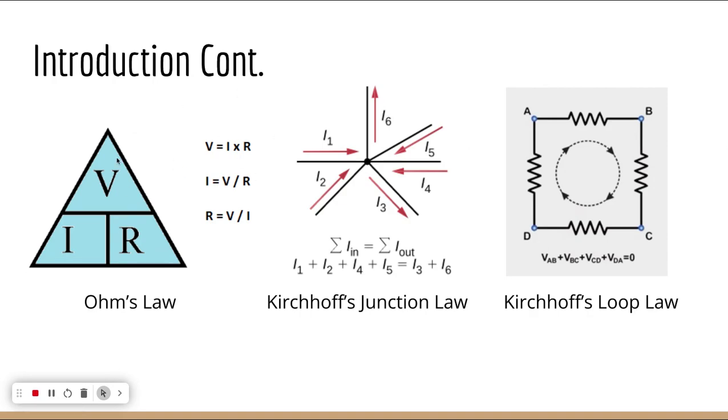Ohm's law, we all know, V equals IR, how to find these values. Kirchhoff's junction law, which states that the current going into a junction has to equal the current going out of the junction. And Kirchhoff's loop law, which states that the sum of the potential differences around a loop equals 0.